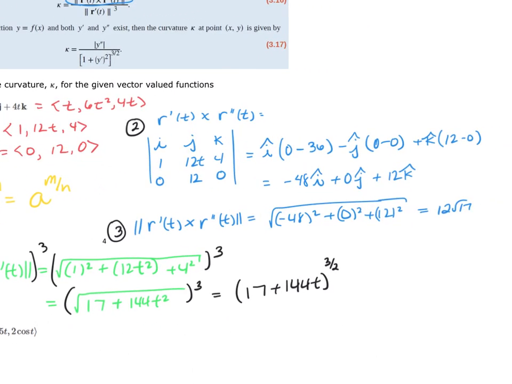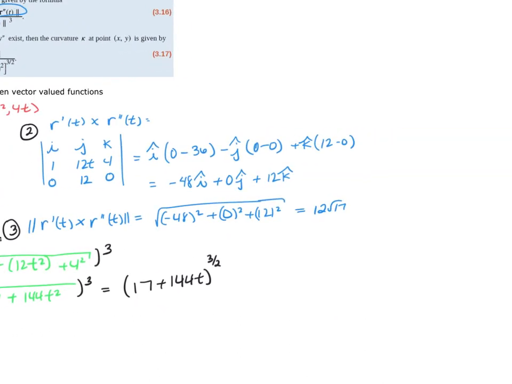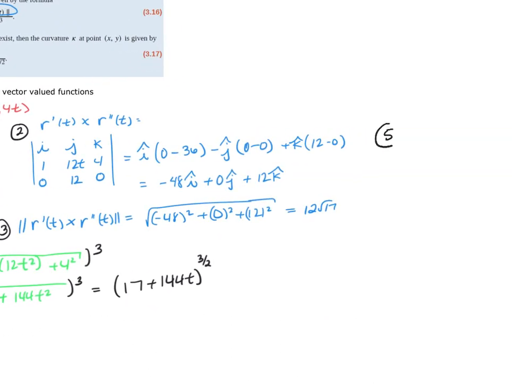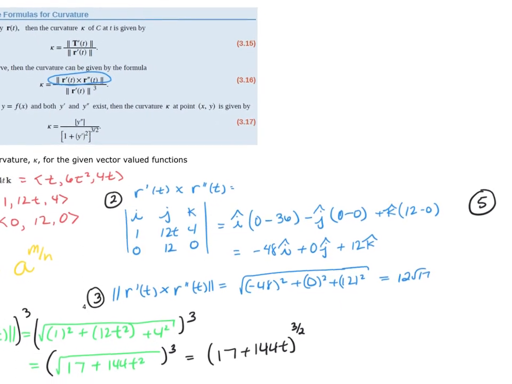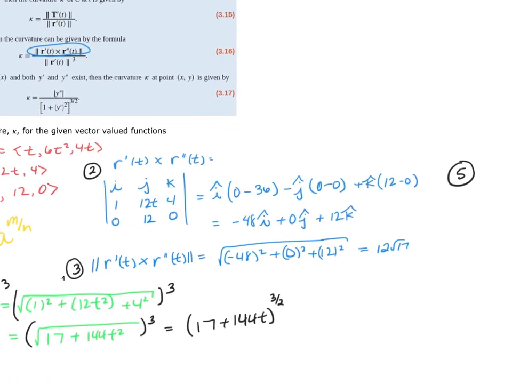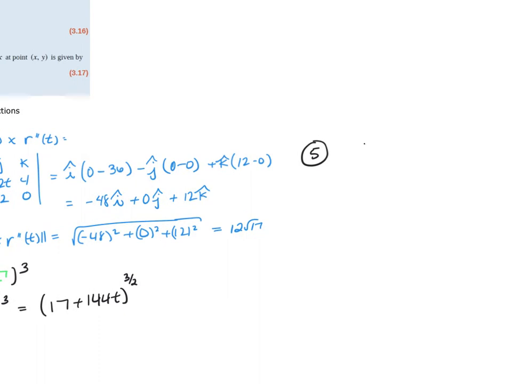All right, now I've found all of my pieces, and my last step, step number 5, is bringing them all together. It is the magnitude or the modulus of my cross product. So that was 12 root 17 divided by the 17 plus 144t squared. I dropped my squared, raised to the 3 over 2. And that is my curvature k of t.